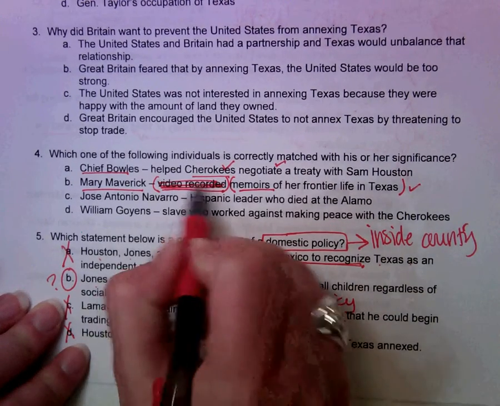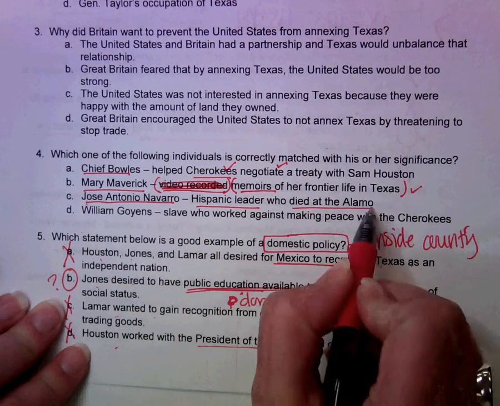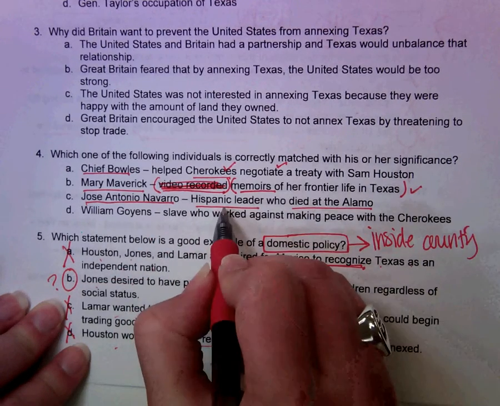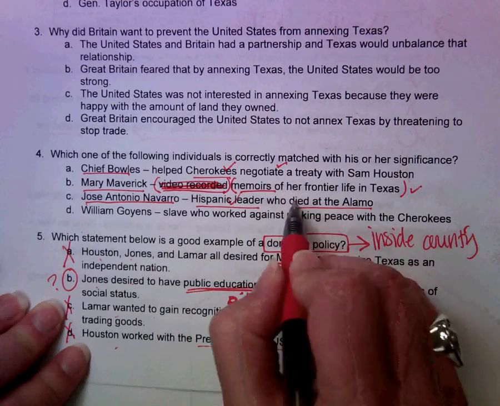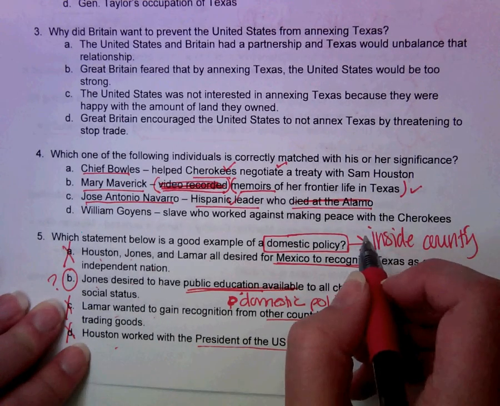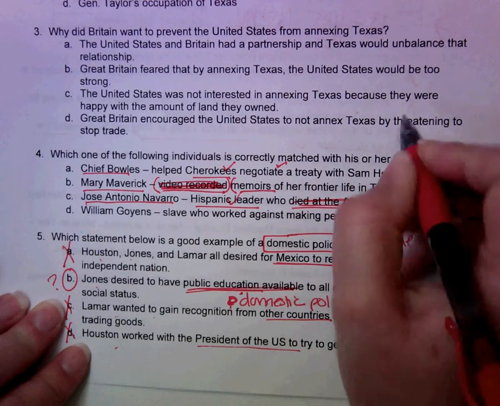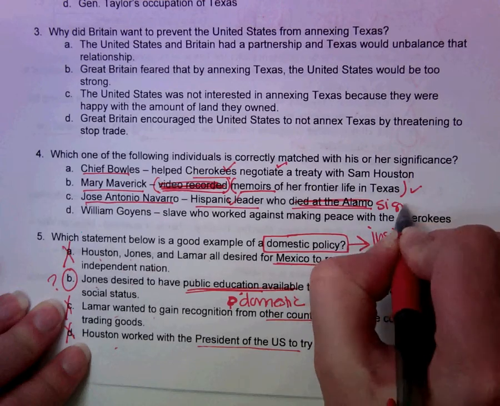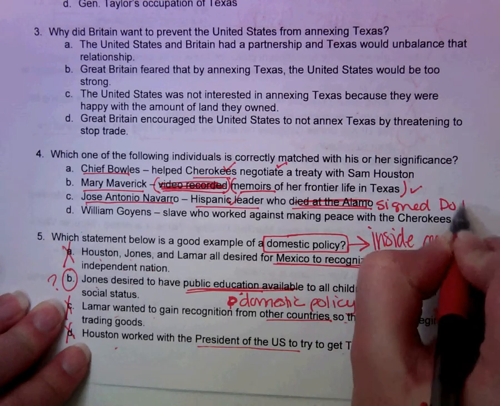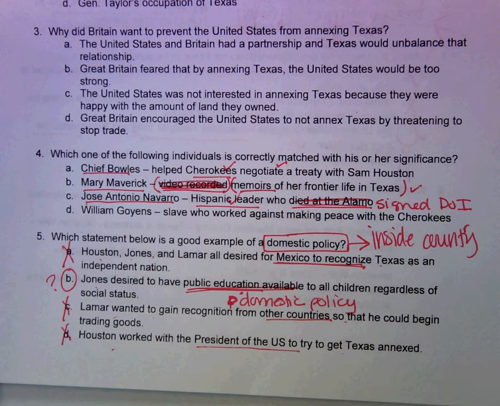Video record didn't happen. Jose Antonio Navarro was a Hispanic leader who died at the Alamo. Was he a Hispanic leader? Yes. What was his significance, Renee? What was his significance? Hannah? One of the only 3 Mexicans that signed the Declaration of Independence. Okay.